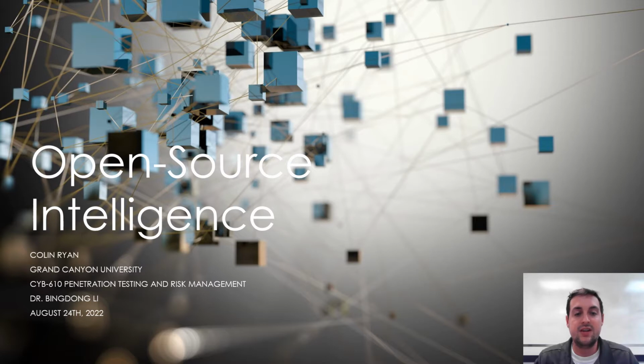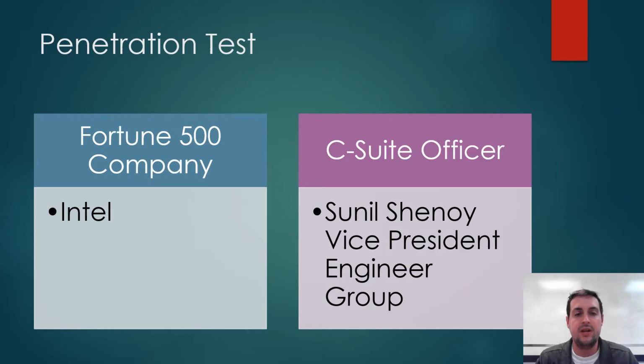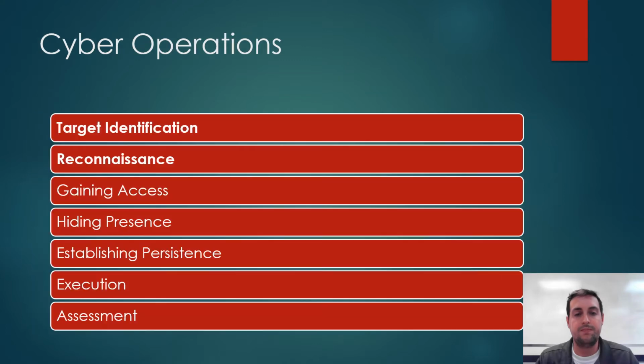And a quick disclaimer before we begin: this presentation is for educational purposes only, and none of the tests have actually been performed. So we're going to imagine a Fortune 500 company hired us for penetration tests. For this company, I chose Intel, and we're also going to look into a C-suite officer, which I chose as the vice president of the engineer group.